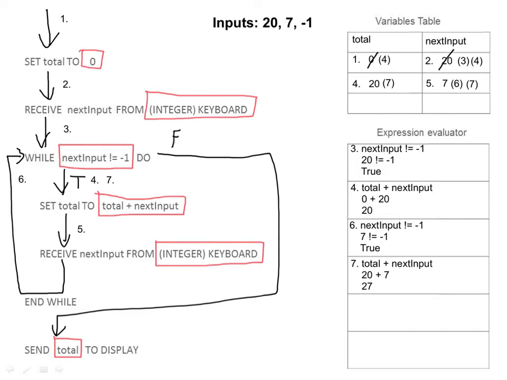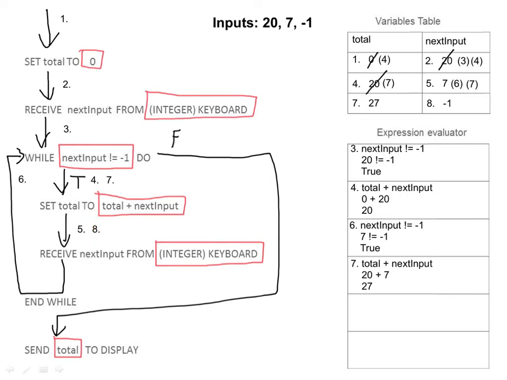So in other words, we will score out what total used to be. Total used to be 20, so we've scored that out. And instead of 20, it's now been replaced with the expression we evaluated here, so it is now 27. Step 7, total is set to 27. So we're now at step 8, so we've continued on down.